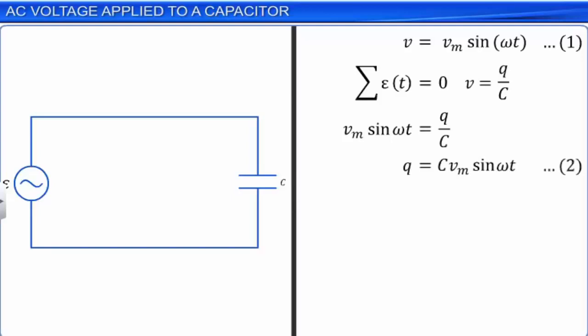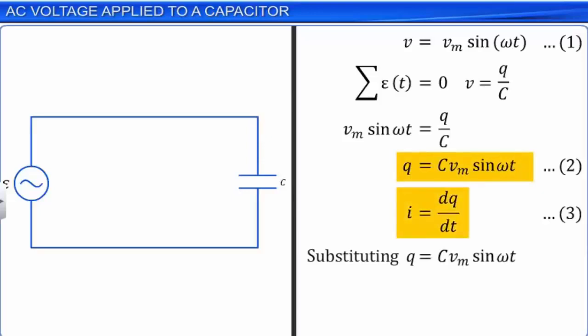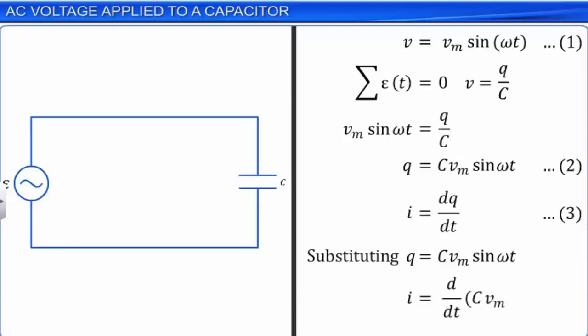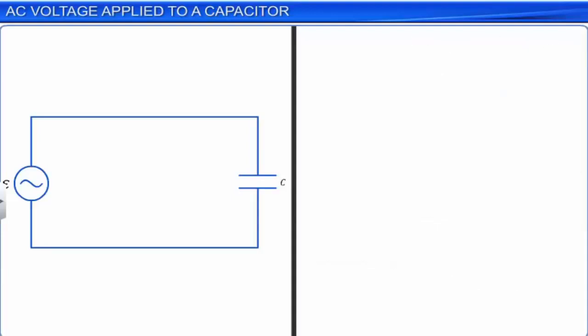We know that current i is the rate of flow of charge in the circuit. That is, i = dq/dt. Let this be equation 3. Substituting equation 2 in equation 3, we get i = d/dt of (C Vm sin ωt). As C and Vm are constants, and as d/dt of sin ωt is equal to ω cos ωt, we have i = ω Vm C cos ωt. Let this be equation 4.